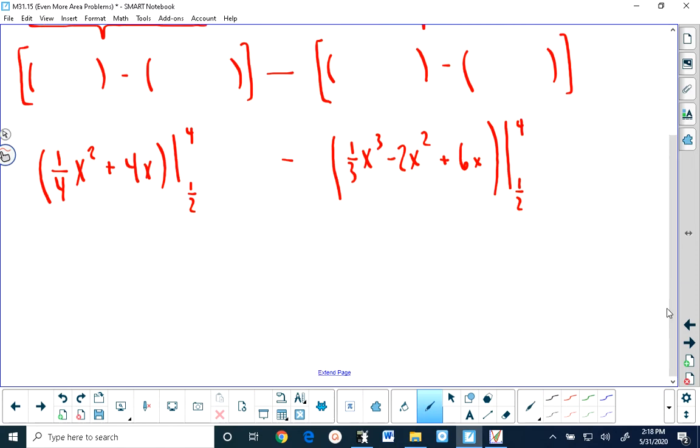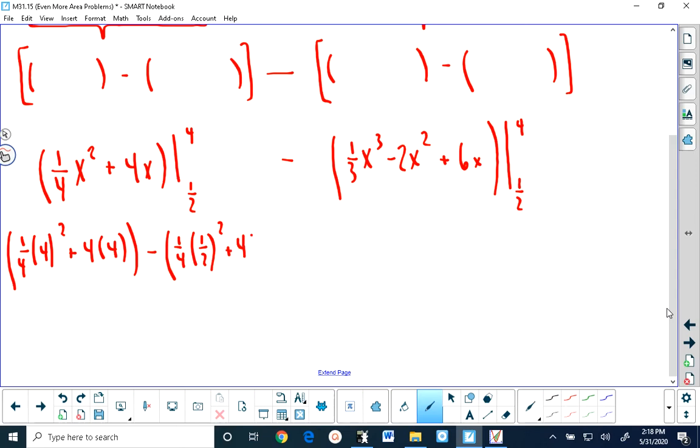For my first area, I'm going to have 1/4 times 4 squared plus 4 times 4 minus 1/4 times 1/2 squared plus 4 times 1/2. Remember, we want to calculate these in stages. There's no way you're going to be putting all of this into your calculator at once. Now be careful here because we have to subtract everything else. So we do need a large set of brackets there.